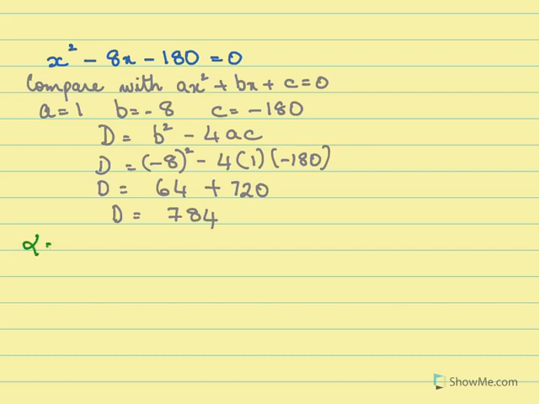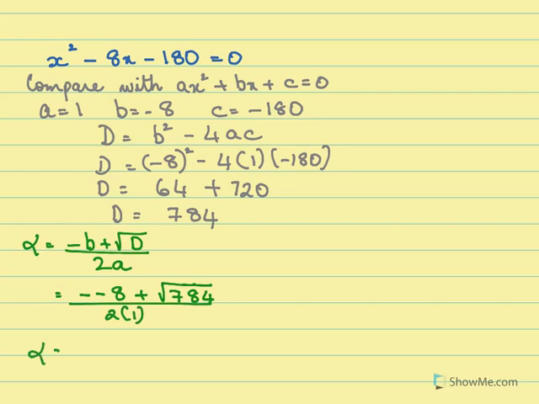Now to find alpha: minus b plus root d over 2a. My b is minus 8, so minus of minus 8, plus root of 784 over 2a, 2 into 1. So alpha is 8 plus 28 over 2, which is 36 by 2, and that is 18. So alpha is 18, that means x is 18.